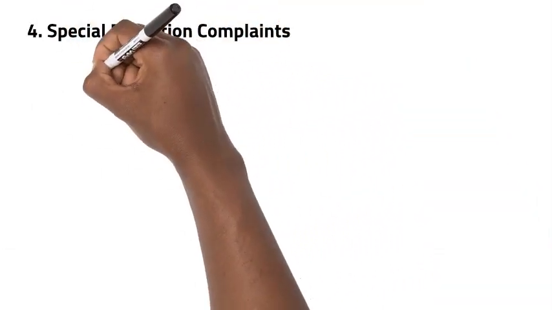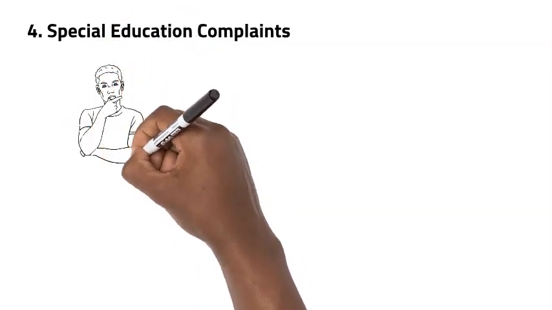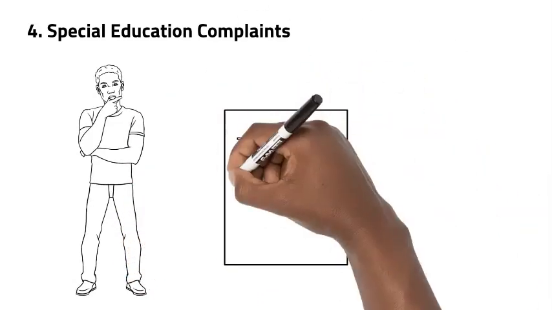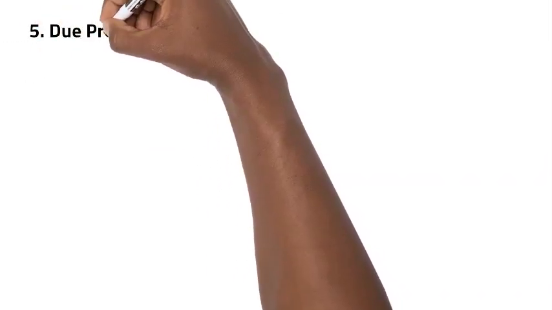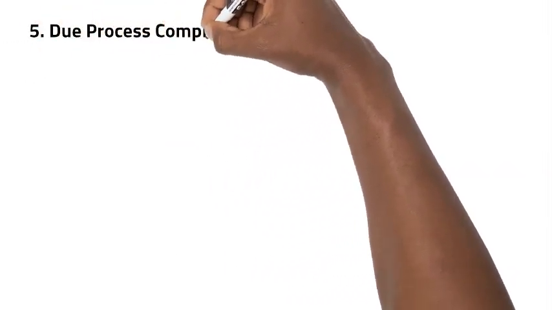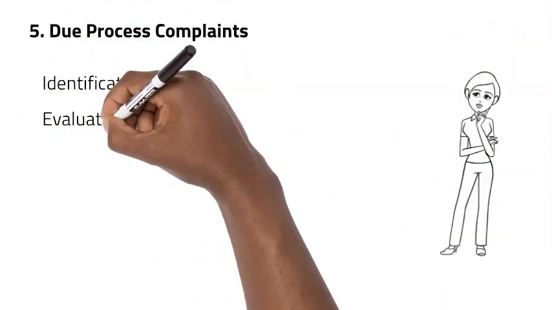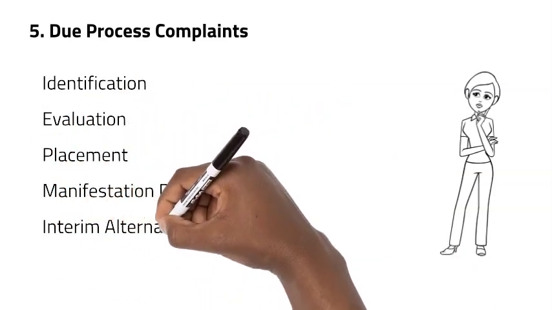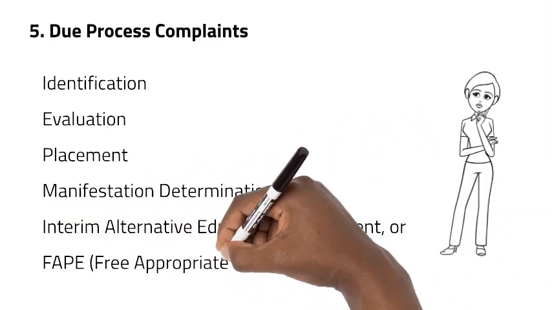Special education complaints. You can file a written, signed complaint with the Minnesota Department of Education, Division of Assistance and Compliance, if you believe the school district violated the Individuals with Disabilities Education Act or a state law. Due process complaints. You can file a due process complaint if there's a dispute about identification, evaluation, placement, a manifestation determination, interim alternative education placement, or the provision of a free appropriate public education, or FAPE, for your child.